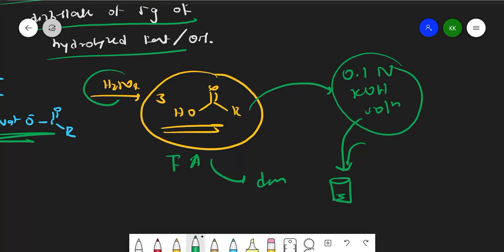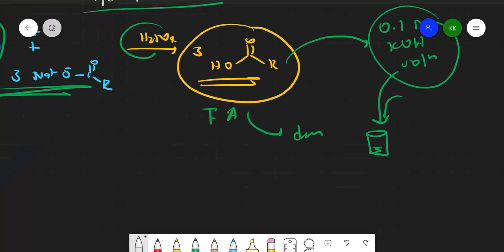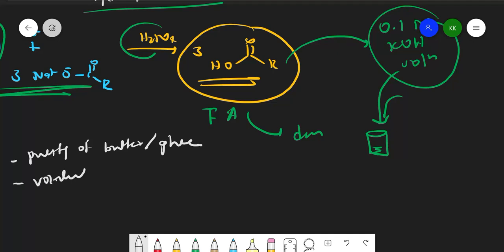So what do we measure this RM value for? We measure this RM value of steam volatile fatty acid present in ester. It is used to check the purity of butter or ghee. So it is a measure of steam volatile fatty acid. From that we'll find whether the fatty acid is volatile or not, and from that we'll measure the purity of butter or ghee. So this is about my RM value, right?